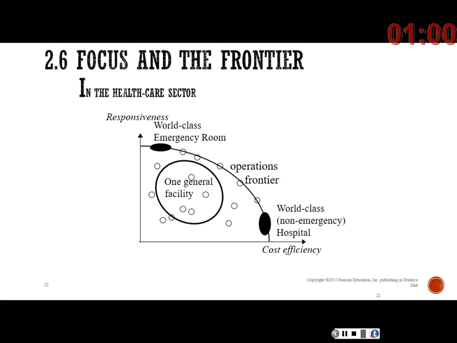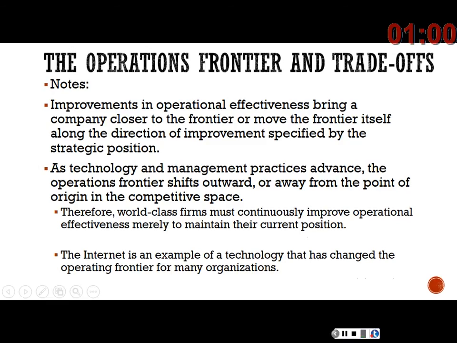or if I'm on the frontier, maybe I'm going to shift position where I'm located here, okay? But the only thing that shifts the frontier outward is typically some new innovation of technology or management practices that we're not currently using. So if you're on the operations frontier, you're considered best in class. Therefore, world-class firms must continuously improve operational effectiveness merely to maintain their current position.